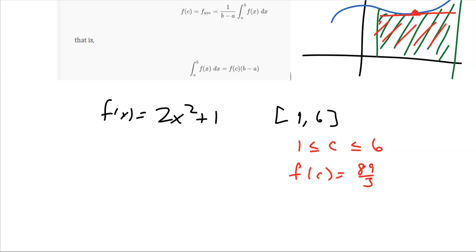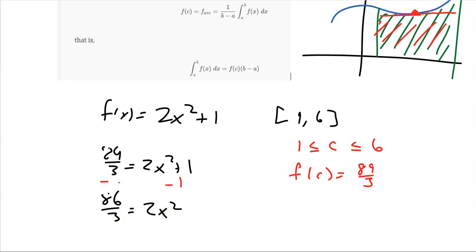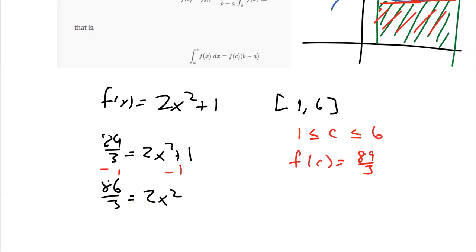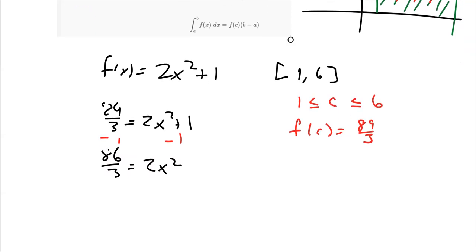We've already found our average value. So now we can just set that equal to 2x squared plus 1, and then we can solve that. If we subtract 1 from both sides, that'll be 86 over 3 equals 2x squared. All I did there was subtract 1 from both sides. We'll divide that by 2, and that's going to give me 43 over 3 equals x squared. x is going to be the square root of that.